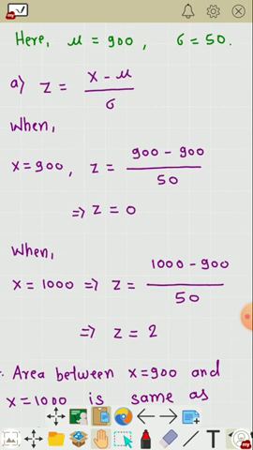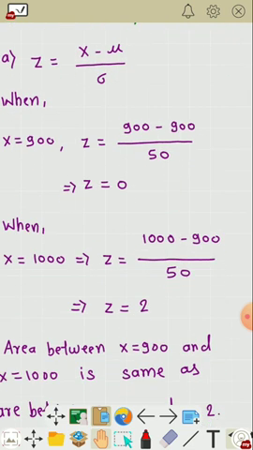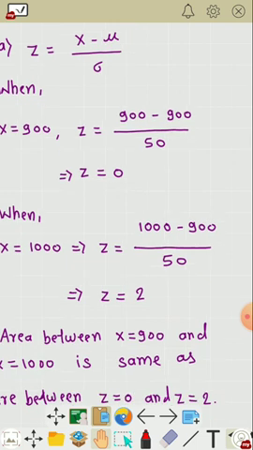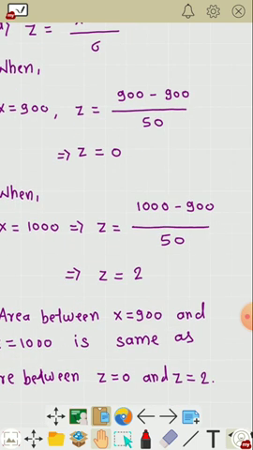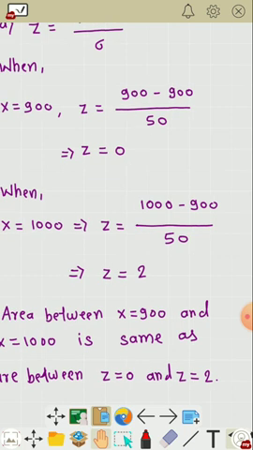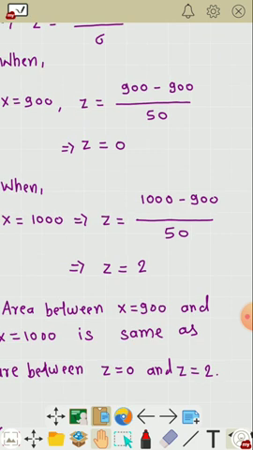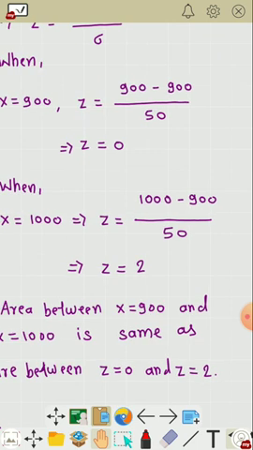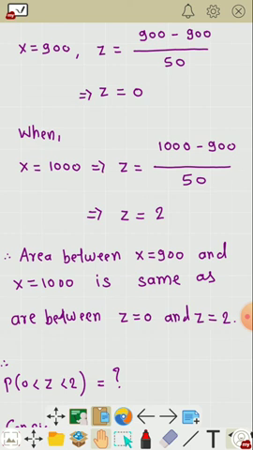Now similarly, when x is equal to 1000, this implies that z is equal to (1000 minus 900) divided by 50. So 1000 minus 900 is 100, and 100 divided by 50 is 2. So therefore when x is equal to 1000, the value of standard normal variable z is equal to 2.